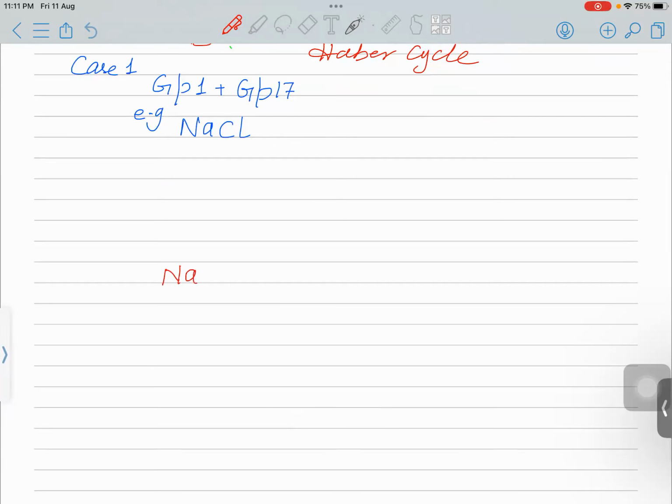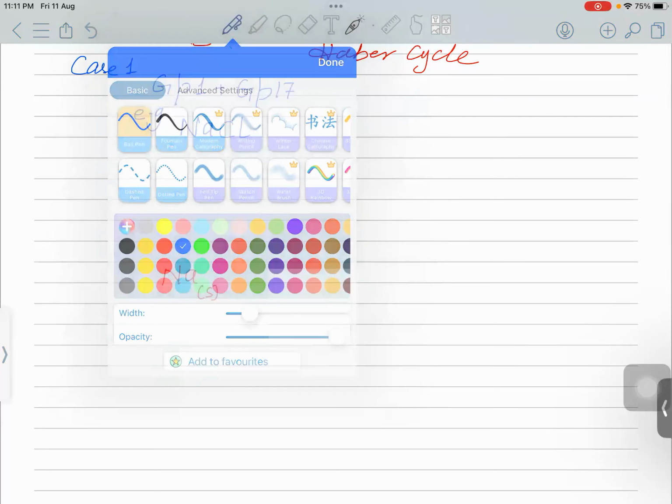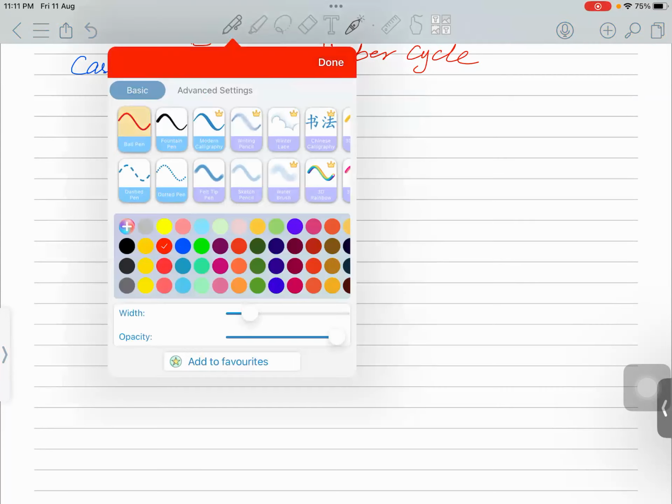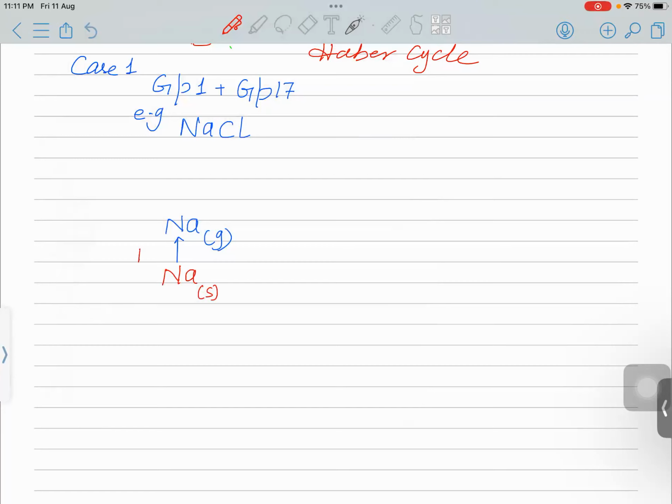Na is metal and it is solid. Right? So first we convert Na solid into gaseous. Energy is required to convert solid into gas. This energy is called H1.